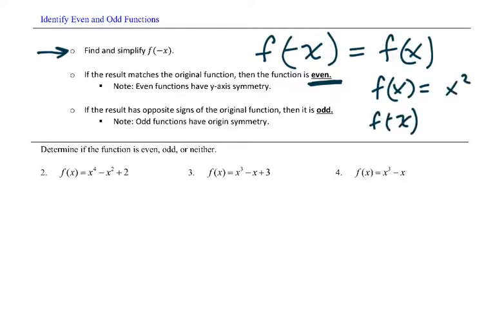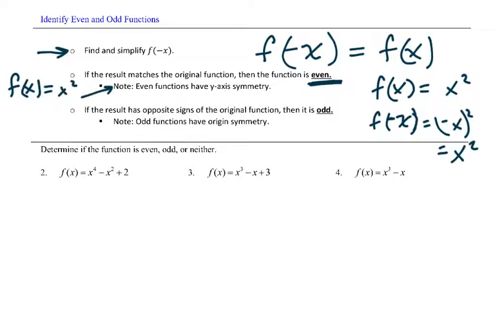So for example, if I say my f of x is x squared, f of negative x would be equal to negative x in parentheses squared. And when you square a negative number, you get a positive number. So this is the same thing as saying x squared. So therefore, the function f of x equals x squared is an example of an even function.